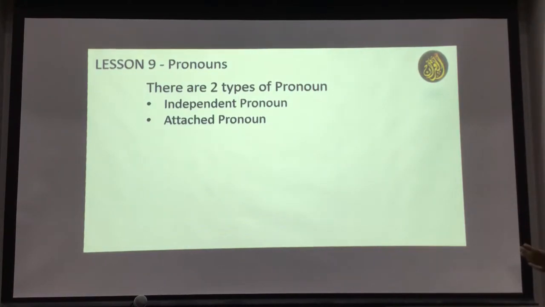There are two types of pronoun in Arabic. That's the first thing: independent pronoun and attached pronoun. Very simple to understand, very simple to remember. Independent pronoun and attached pronoun. I will show you the list and everything, inshallah ta'ala.